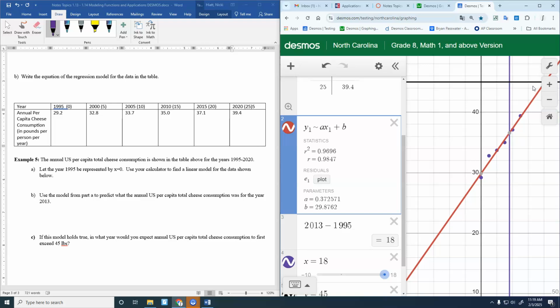Wait, sorry, so on C? Are you plugging in for X or for Y? Y, because cheese consumption would be Y. In that case, it would be Y equals 45, and you'll look for where they cross.